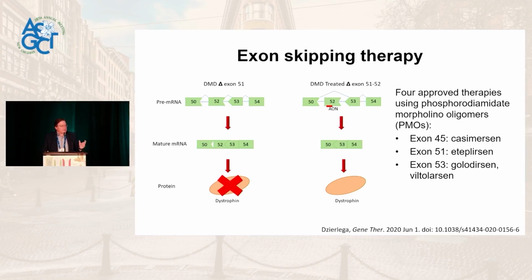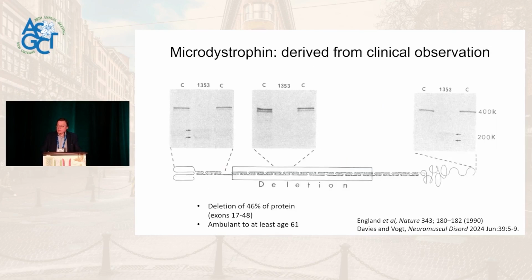The observation of therapeutic in-frame deletion, though, really derived from the first examples of this, and this led to the development of microdystrophin gene therapies. The observations of patients who have very large internal rod domain deletions, these spectrin repeat element domain deletions, that are associated with ambulation well into the 7th decade, with deletions of about 46% of the protein. And that observation led to the idea of microdystrophin therapy, which I'll return to in a moment.